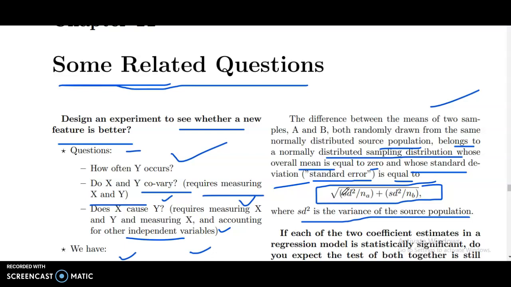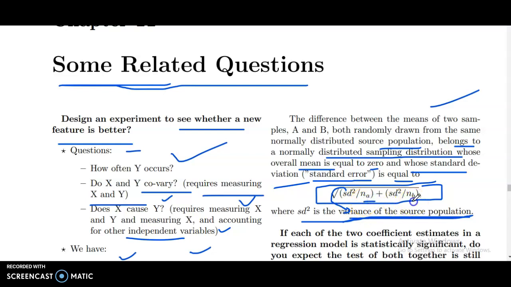SD, the standard deviation, squared and divided by NA, plus SD squared divided by NB, where N is the number of samples. Here SD squared is the variance of the source population.